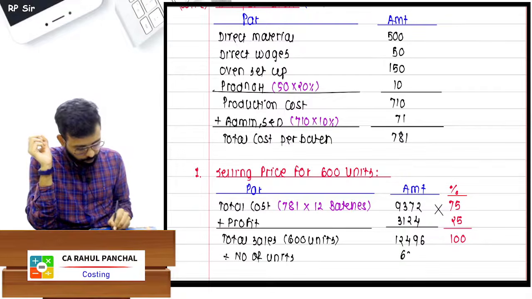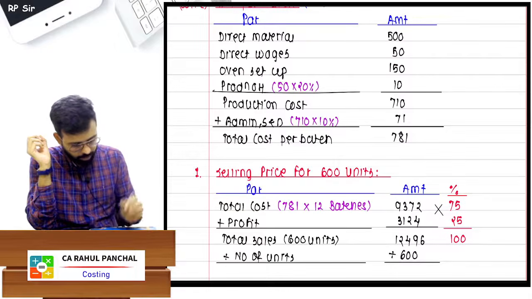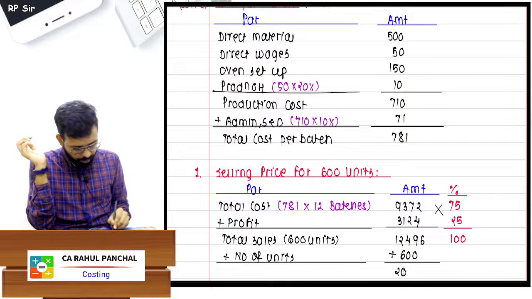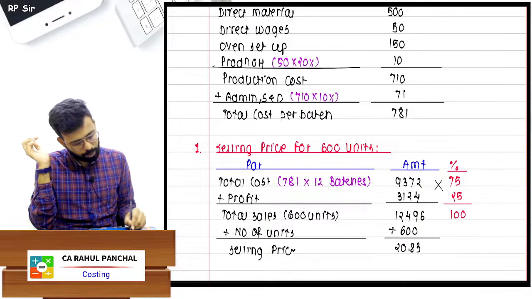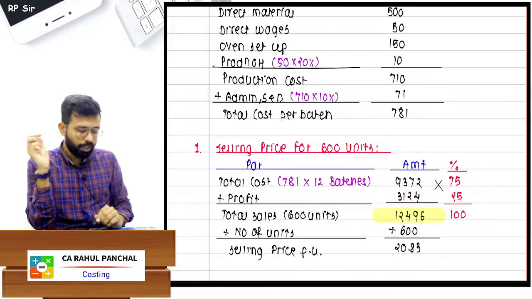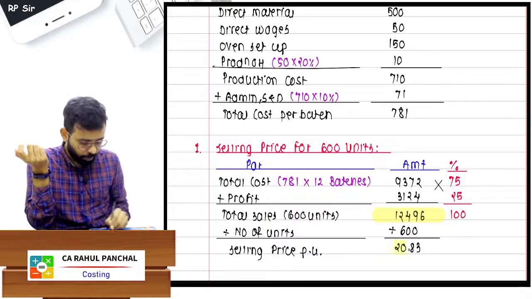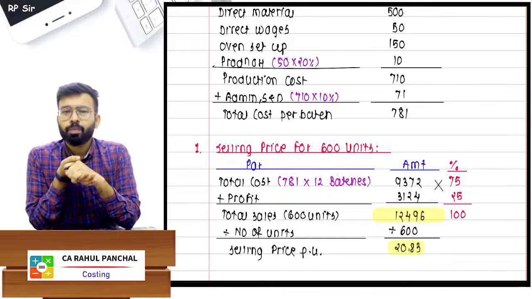This sales value is for 600 muffins, so divide by 600, and here you go, it will be 20.82 or 83, we can say, selling price per unit. So for every muffin this will be charged, and this order is for 600 units. So you're going to charge this much for that order, and for every unit this will be your charge. Okay, any doubt? Please let me know.